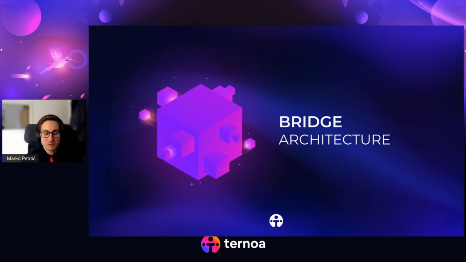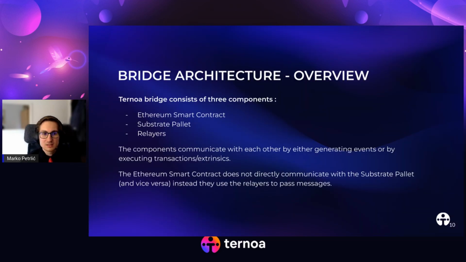Okay, let's now deep dive into the bridge architecture itself. So the Ternoa bridge consists of 3 components: the Ethereum smart contract on one side, the substrate pallet on the other side, and the relayers, which is a between component. The components communicate with each other by either generating events or by executing transactions or extrinsics. The Ethereum smart contract does not directly communicate with the substrate pallet, and vice versa, and instead they use relayers to pass messages between themselves.